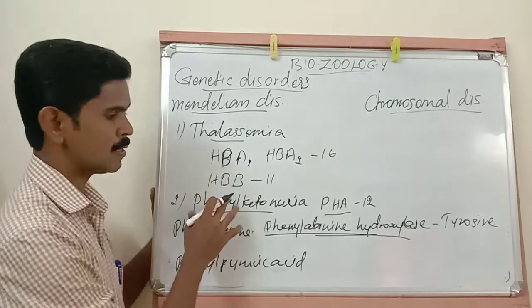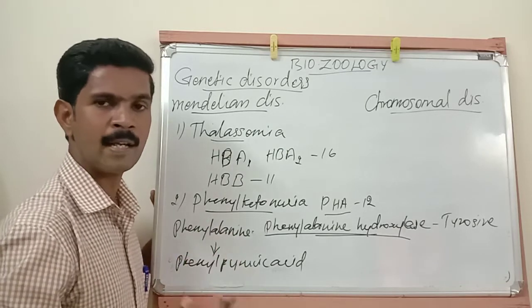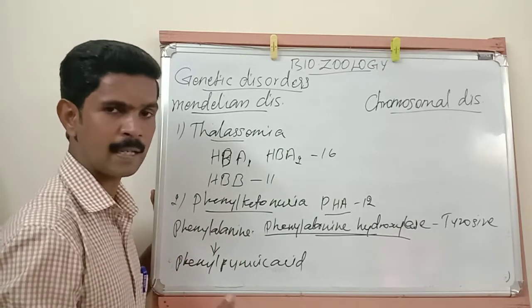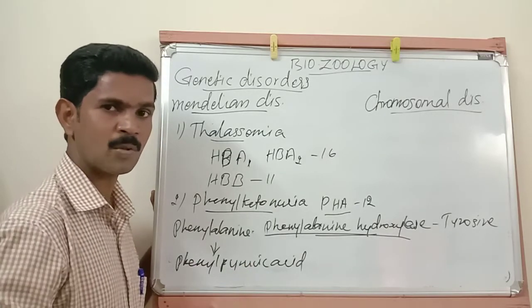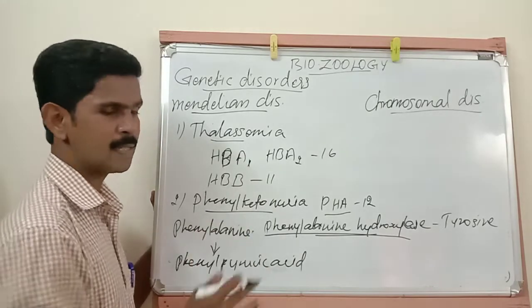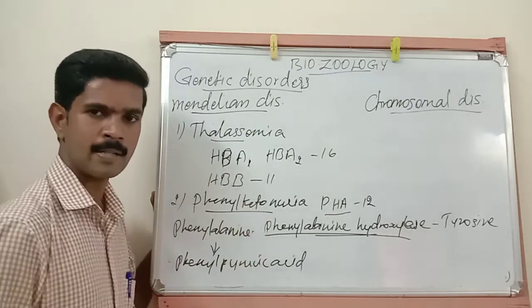Understand? That's all about this disorder. If anyone is affected by this disorder, it leads to some physical and mental problems, and more of this acid, phenylpyruvic acid, is excreted through the urine. These are the symptoms of this disorder. I hope you all understood these two disorders.